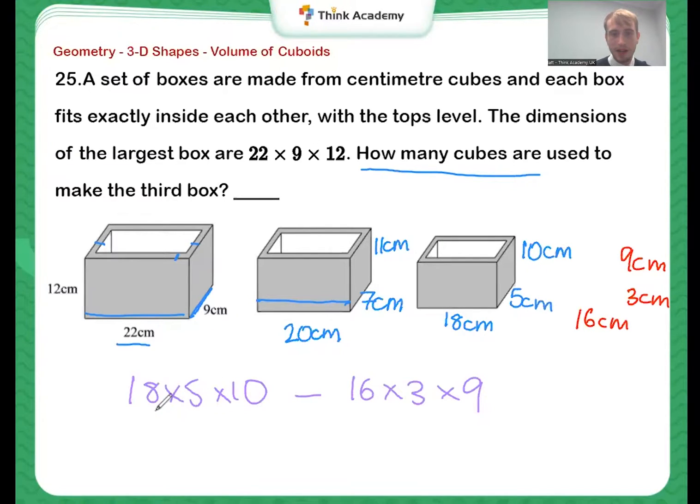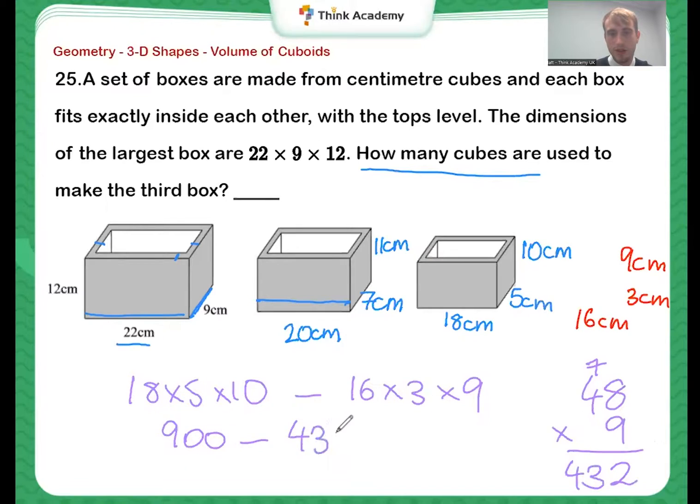But doing our calculation, 18 times 5 gives us 90, adding our 0 for timesing by 10. I'm going to take away this one. Now, 16 times 3 gives us 48, and 48 times 9, well, you can either use some multiplication skills to times it by 10, or you can do a quick long multiplication to find that you get 4 9s are 36, add your 7, which gives you 43. So we're taking away 432 for that one, which gives us an answer of 568. Oh, 468 cubes almost.